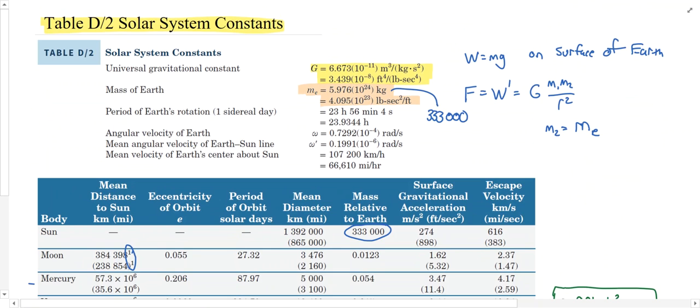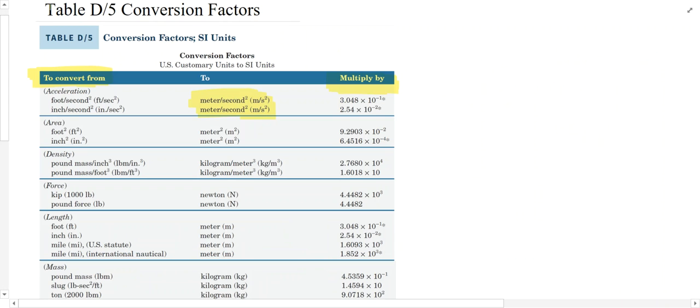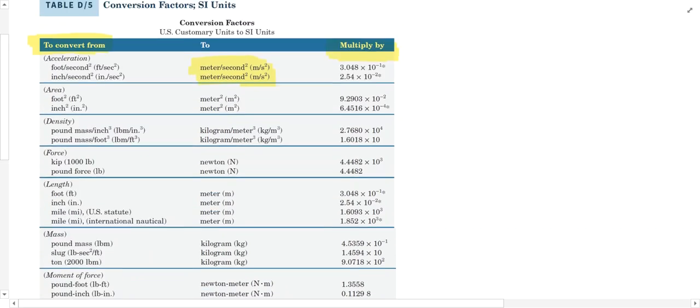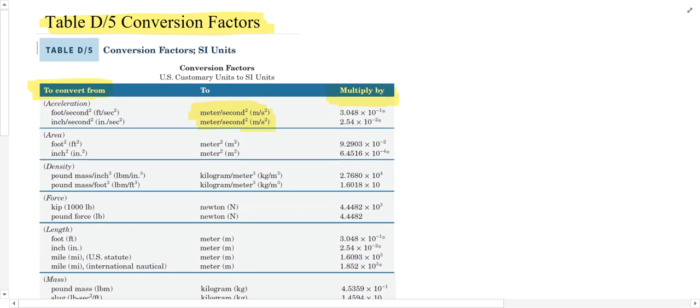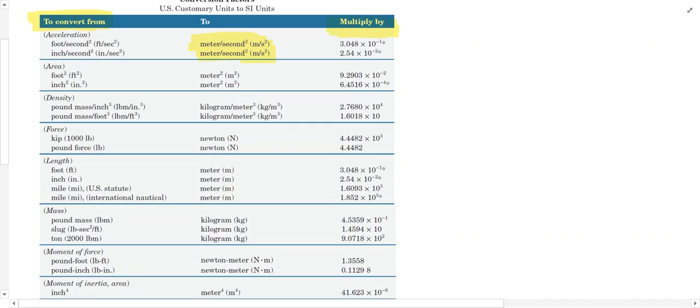All right, so that's just 2 useful tables. We had already covered table D5, which dealt with conversion factors. Spend some time in the appendices of your textbook. There's always a lot of good information to be found there. And I'll stop there. All right.